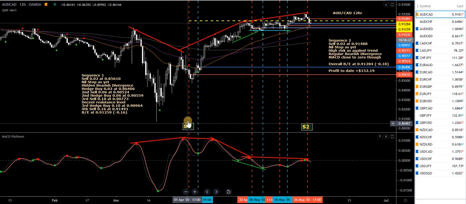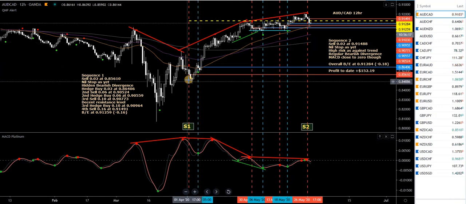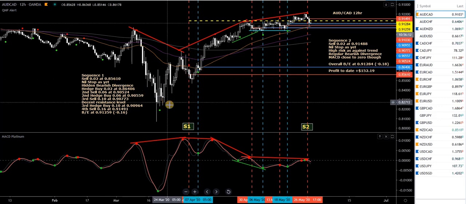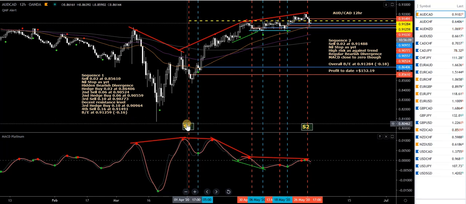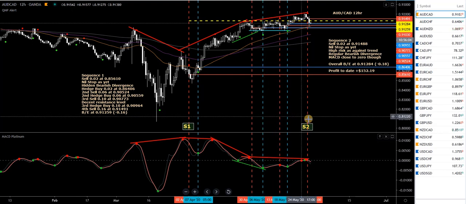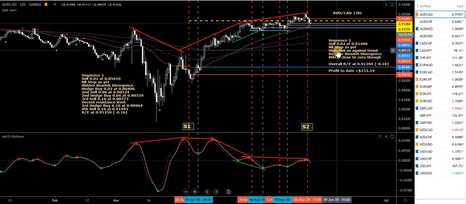Where the S1 is, sell trades are designated by red lines, so the intersection of the solid red line and the vertical dash line for sells, and buys are in blue. This is where I started sequence 1 with a sell, then there's a hedge buy, second sell, second hedge buy, etc. Sequence 2 is this buy, this was sequence 3, so all I've done is moved it across. Sequence 2 is here.